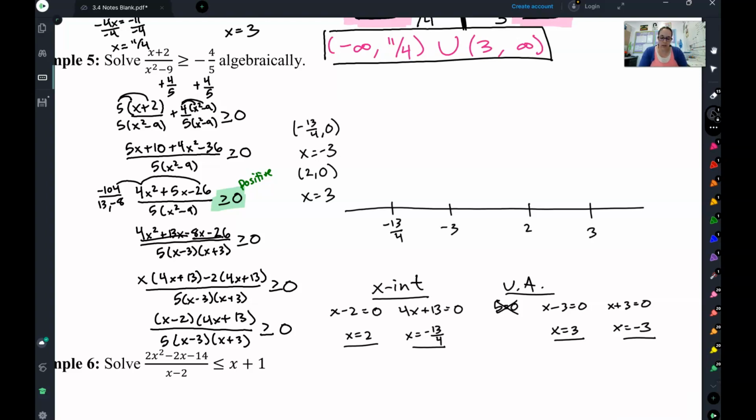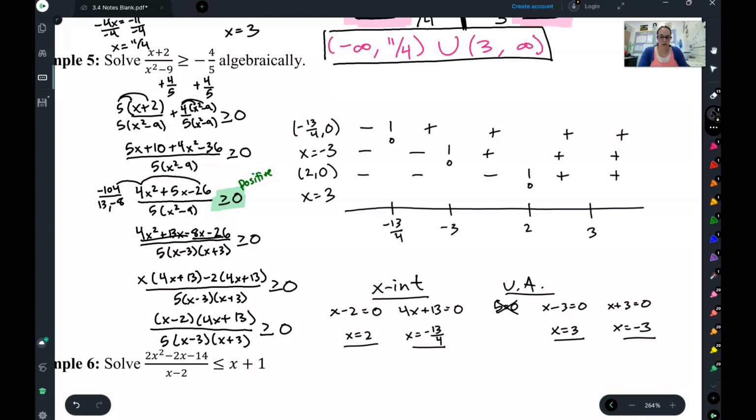Now I do my number lines. This one has a 0 above negative 13/4. Left is negative, right is positive. This one has a 0 above negative 3. Left is negative, right is positive. This one has a 0 above 2. Left is negative, right is positive. And this one has a 0 above 3. Left is negative, right is positive.